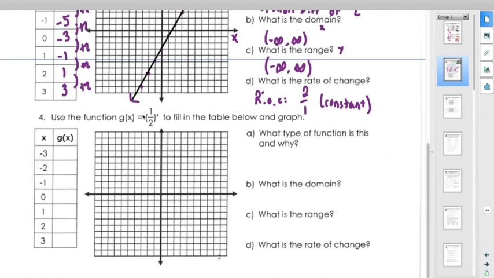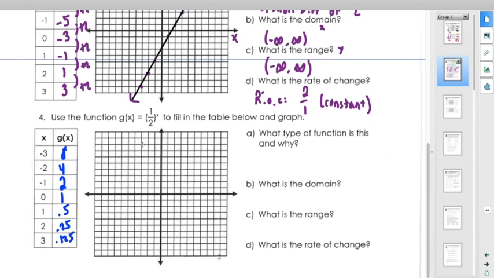Okay, so at -3, we should get positive 8. And 4, 2, 1, 0.5, 0.25, 0.125. And then go ahead and graph this.